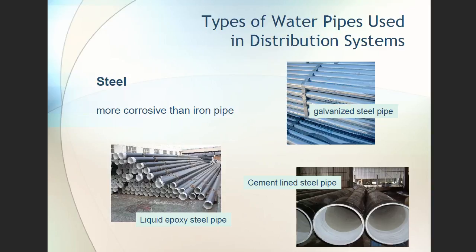Steel. It's more corrosive than iron pipe. We have galvanized steel pipe, cement lined steel pipe, liquid epoxy steel pipe. Steel pipe is not ideal by any means. If any of those protective surfaces get pitted, it's an open ticket for corrosion and eventually leaks.